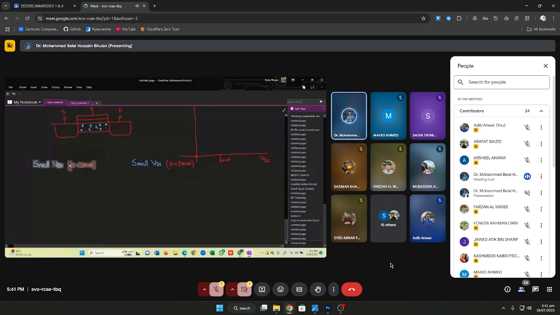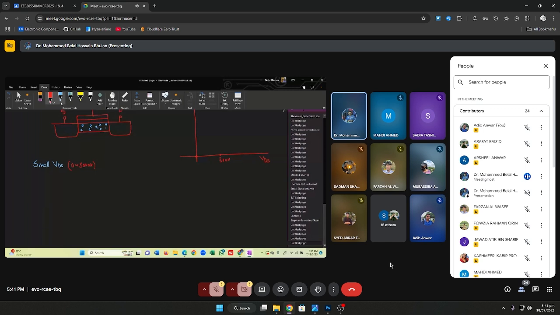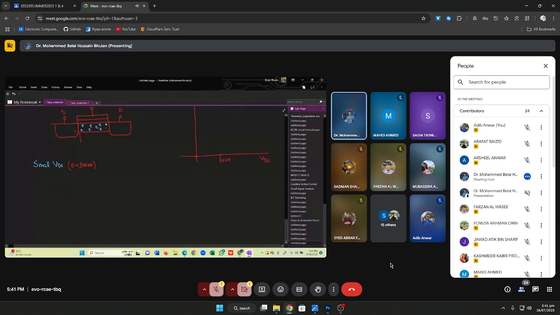So at that voltage you see this is our source end and this is our drain end. The channel thickness at the source end and the channel thickness at the drain end are the same at small voltage. In that case you're going to find that the current will change linearly.